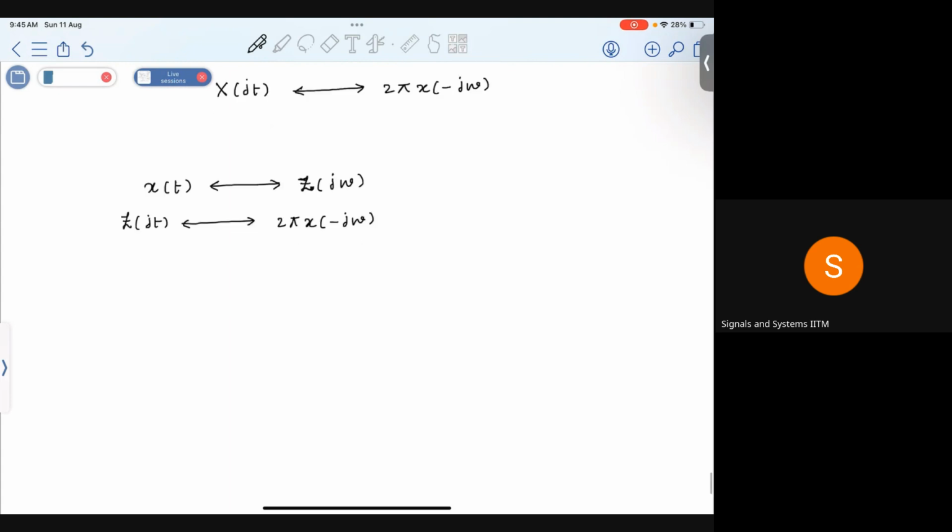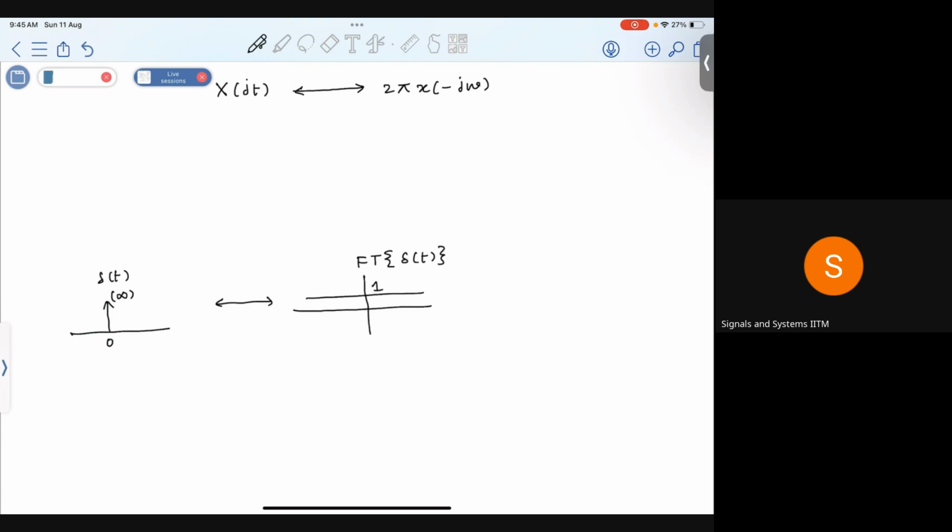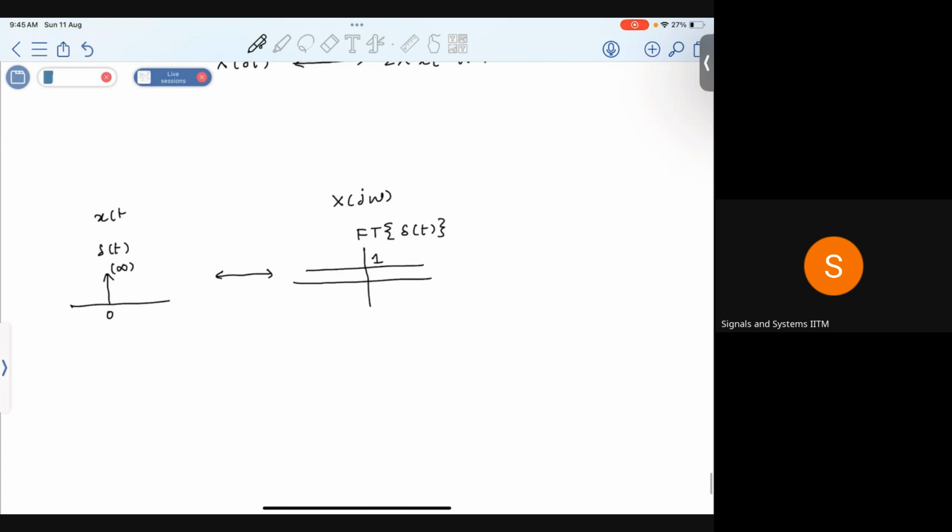So let's take this delta function. Delta function is represented in time axis like this. So this is del of t. This has the Fourier representation 1. This is the Fourier transform of del of t. Let us call it x of j omega, and this as x of t.